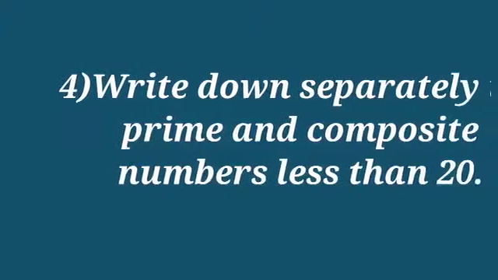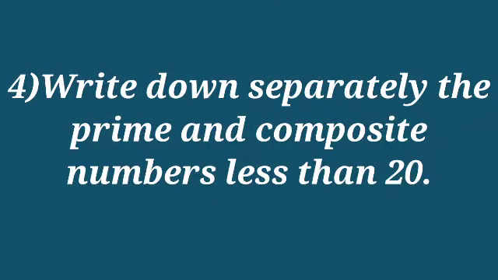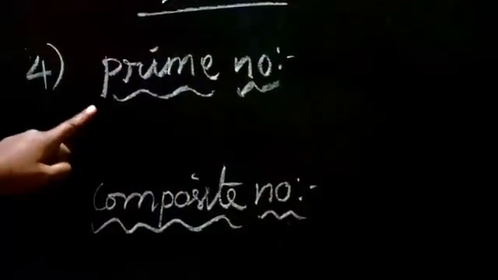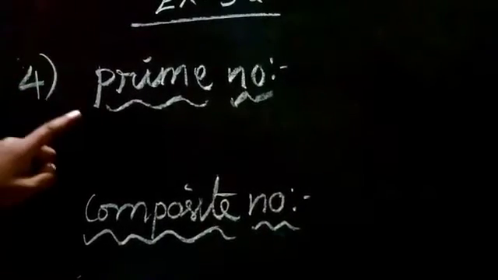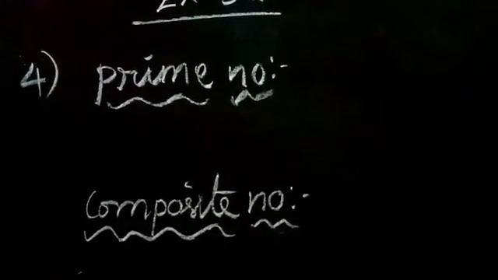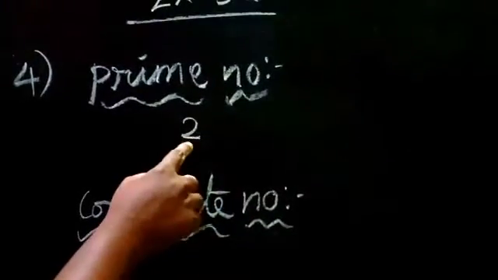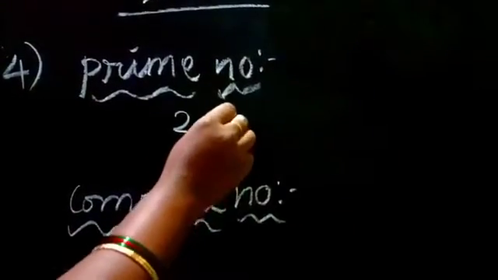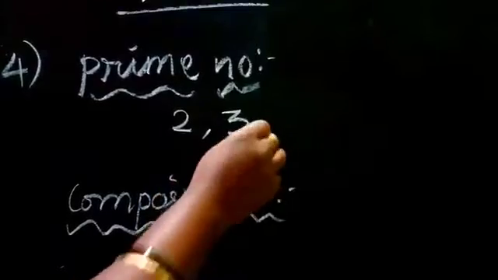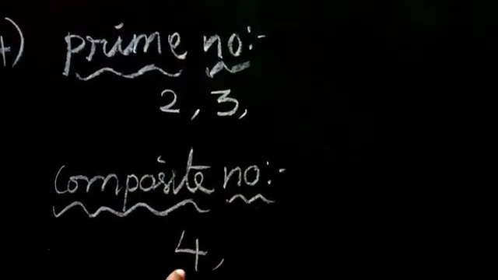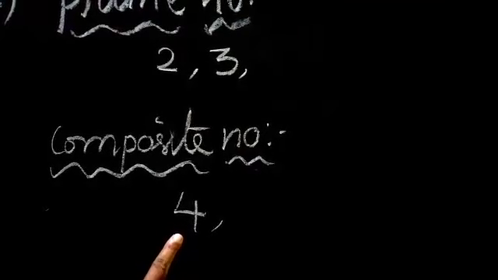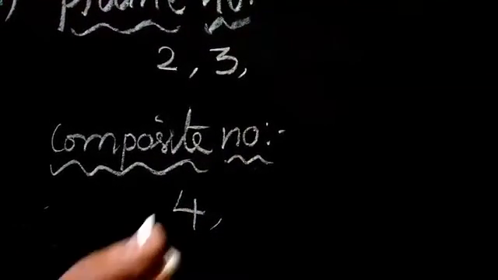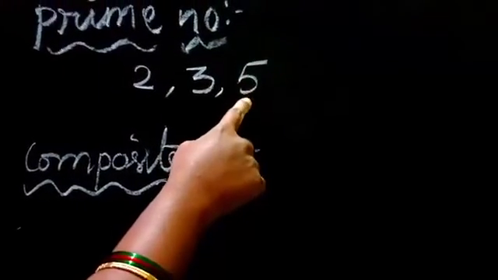Fourth main question is, write down separately the prime and composite numbers less than 20. Prime number means a number that goes in a table only one time. Example, 2. 2 ones are 2. In any other table the 2 will not appear. Next number 3. 3 ones are 3. Next 4: 2 2s are 4 and 1 4 is 4. This number is called a composite number. The next number 5. 1 5 is 5.